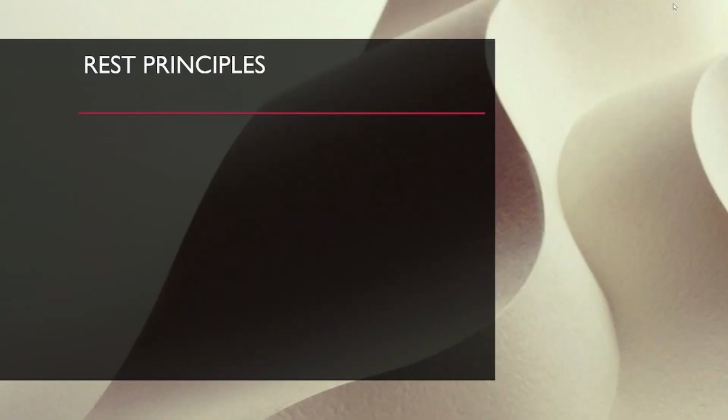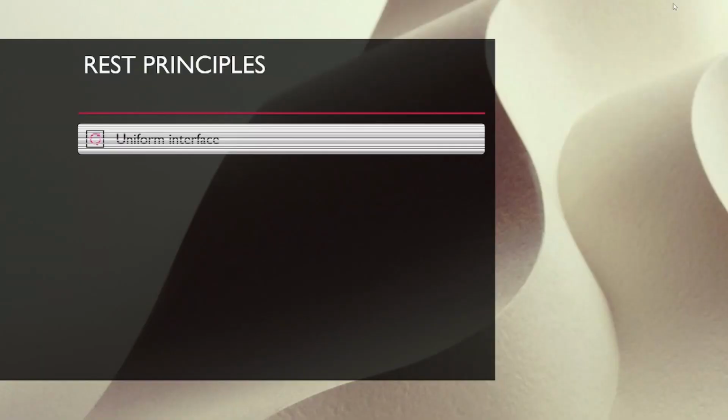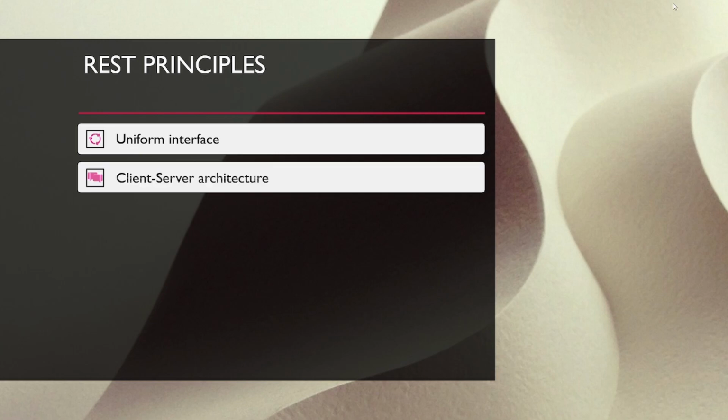So here are the REST principles. First one is the uniform interface. One REST API is for all, so you can use it for a browser, a mobile app or anything else. It follows client-server architecture. The client does not have to worry about how the server stores and retrieves the data.